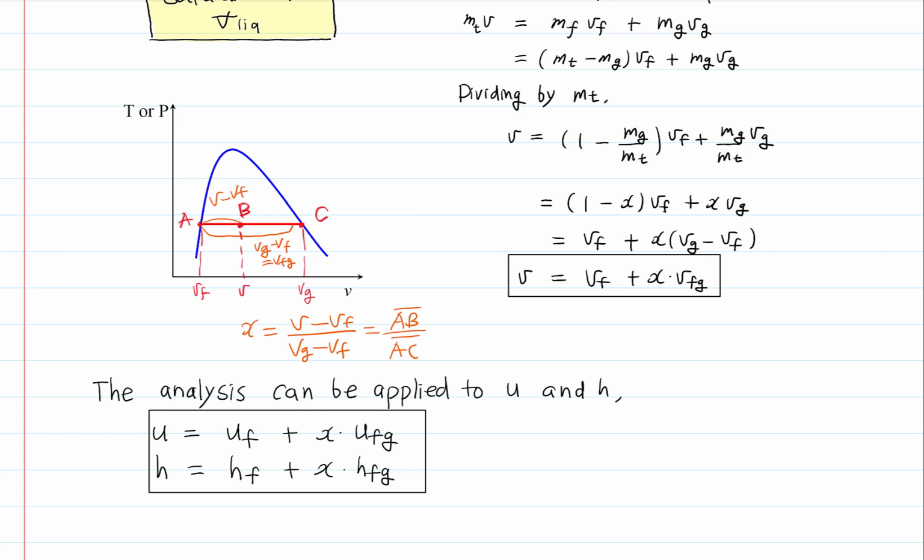If the quality is 0, the state is at point A. If the quality is 1, the state is at point C. If the quality is 0.5, V, the specific volume, should be in the middle of the horizontal line.